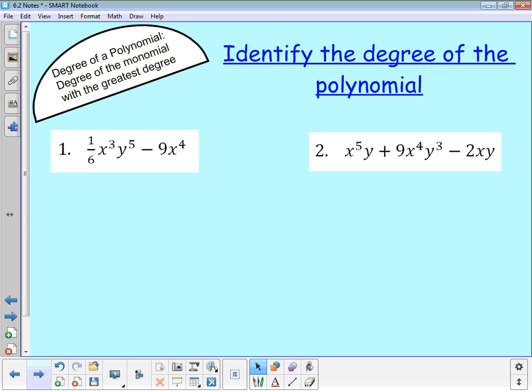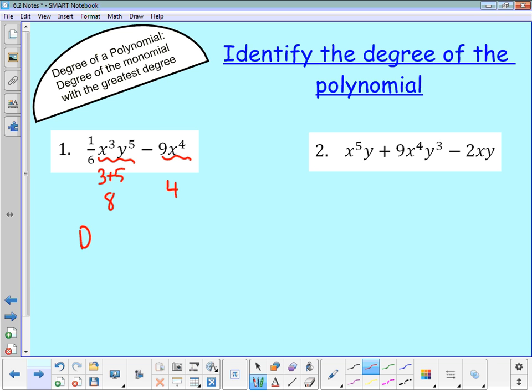So if we take a look at number 1, we have 1/6 times x to the 3rd y to the 5th minus 9x to the 4th. And we want to identify the degree. So again, we need to look at the degree of each term. In this case, I have 2 variables, so I need to take 3 plus 5. There my degree is 8. Here I only have 1 variable. My degree is 4. So the degree of the whole polynomial is the largest one, which is 8. Now I want you to pause the video at this point and see if you can tell me the degree in number 2.